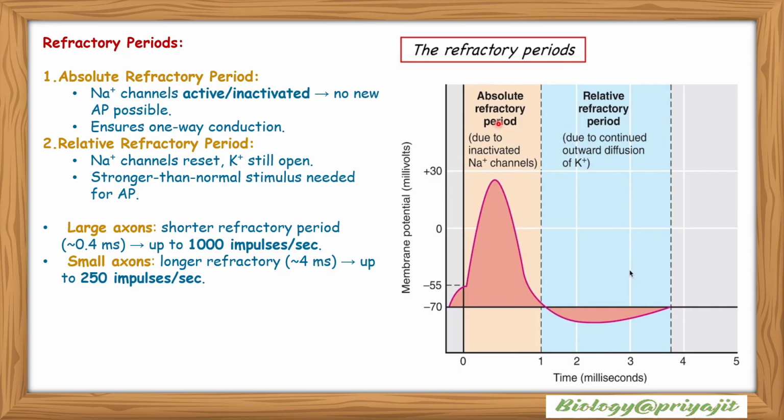This is the image showing the refractory period, absolute refractory period and relative refractory period. Absolute refractory period, we know, happens due to inactivated Na+ channels, and relative refractory period occurs due to continued outward diffusion of K+ ions.